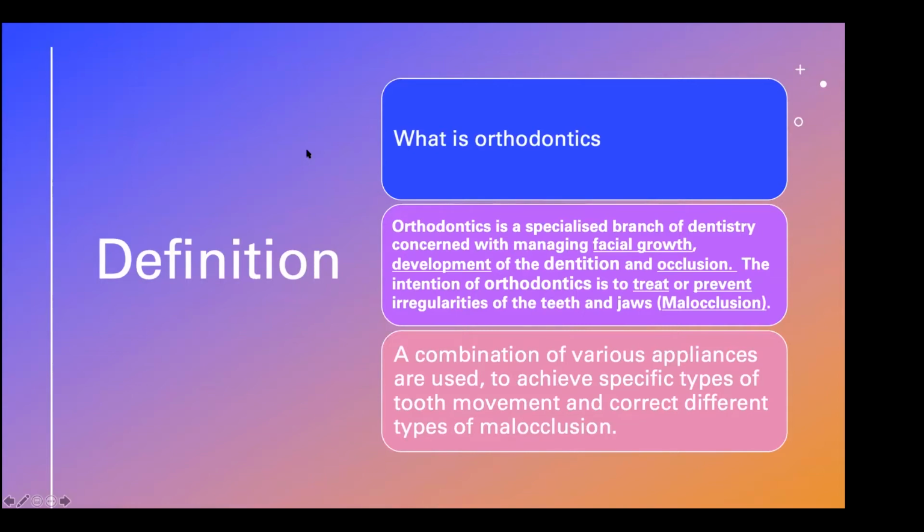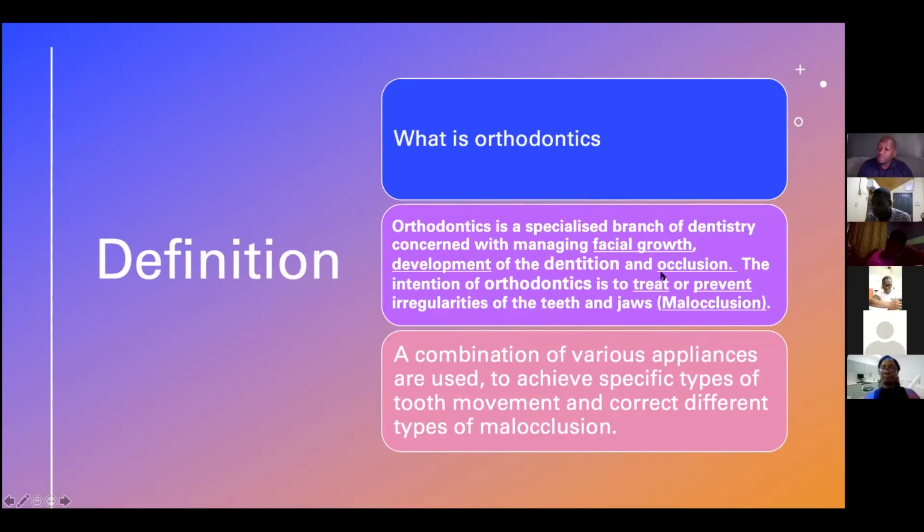So essentially, if you look at my facial profile, I have a normal bite. If I have a protrusion of the maxilla, which is the upper jaw, or a protrusion of the lower jaw, then this can be described as malocclusion, which means it's not a normal bite. So anything that is considered not a normal bite is known as malocclusion. Now, a combination of various appliances are used to achieve specific types of tooth movement and correct different types of malocclusion.